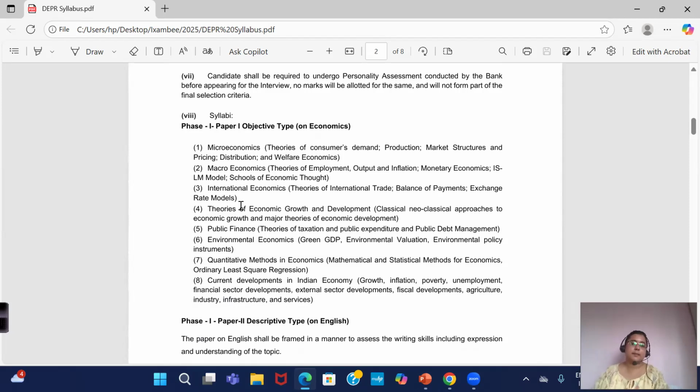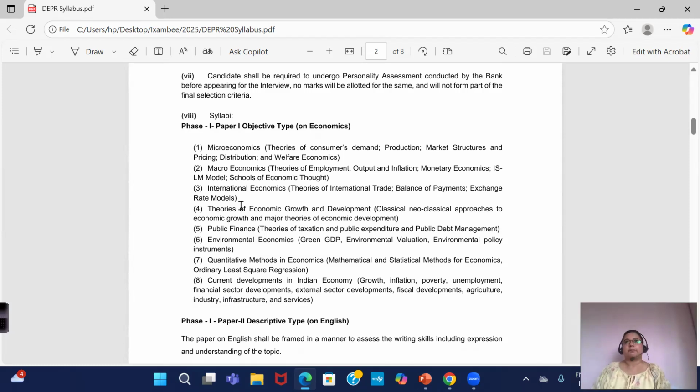Quantitative methods in economics, such as mathematical and statistical methods for economics, ordinary least square regression. Basically, many students have doubt regarding what should be prepared for quantitative methods. Here you will be required the application of mathematical tools in economics. Suppose you have learned differentiation, so you should know how to do optimization using the differentiation tools. If you have learned integration, then you should be able to solve the numericals related to consumer surplus and producer surplus. So it is more about application based.